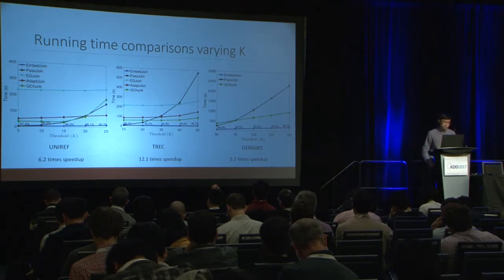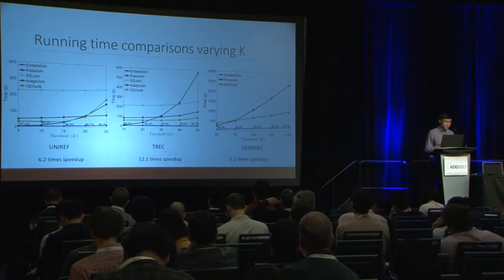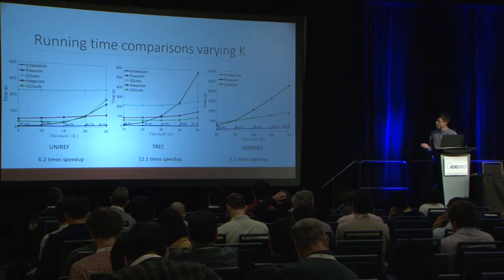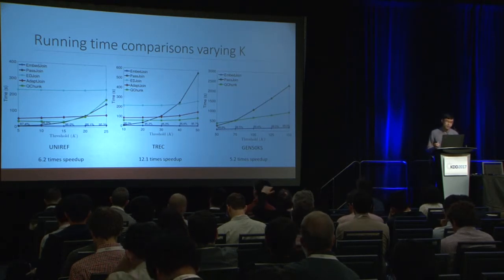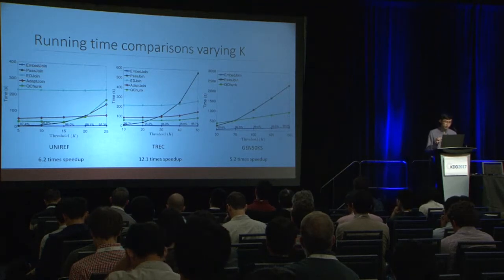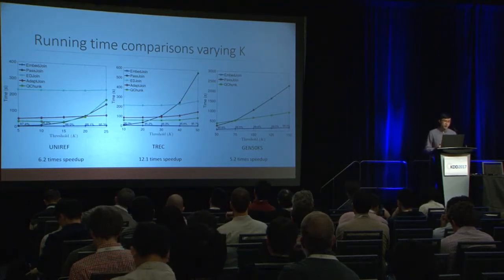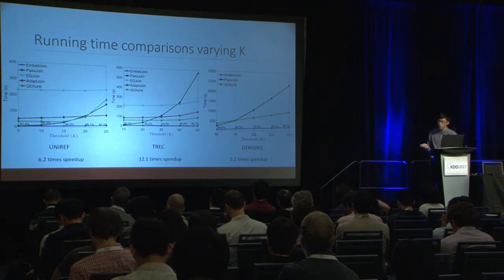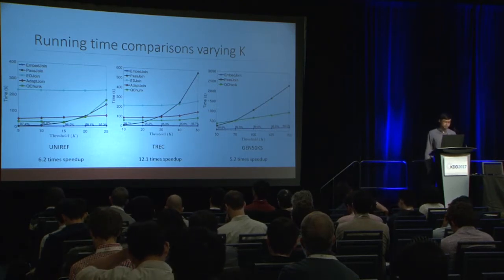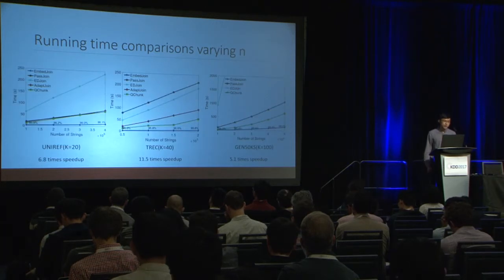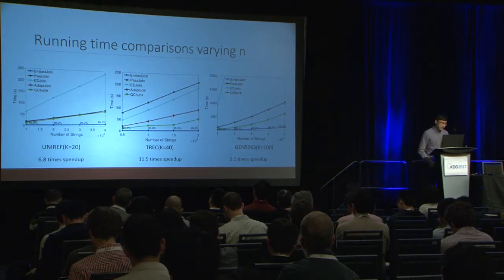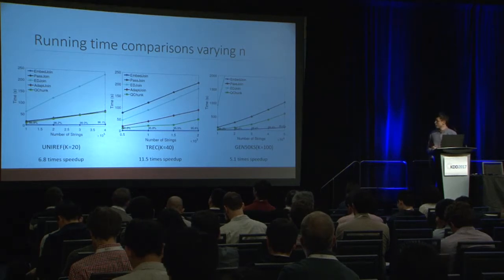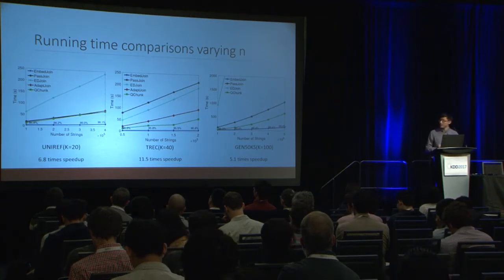6.2 times speedup. And in our comparisons, when the threshold is small, PassJoin, which is the black one, has good performance. And when the threshold is large, the green line, which is QTrunk, has good time performance. So here are the running time comparisons varying n, which is the number of strings. I think the performance of all algorithms is similar. They follow a similar trend, and our algorithm always has the best time performance.